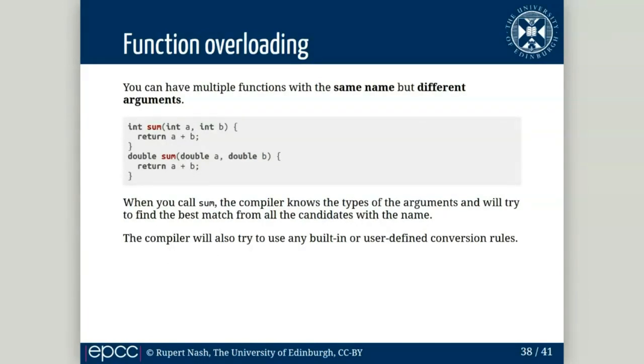We can actually have multiple functions with the same name but different types. We have two versions of the sum function here. One takes two integers and returns an integer, and one takes two doubles and returns a double. The compiler will know what types of arguments you're passing to sum, and will try to find the best match for all the candidates with the name. In other words, it will look at all the functions you've defined called sum and try to pick the best one. And as I said, it will use type coercion and conversion rules to call the most appropriate function.